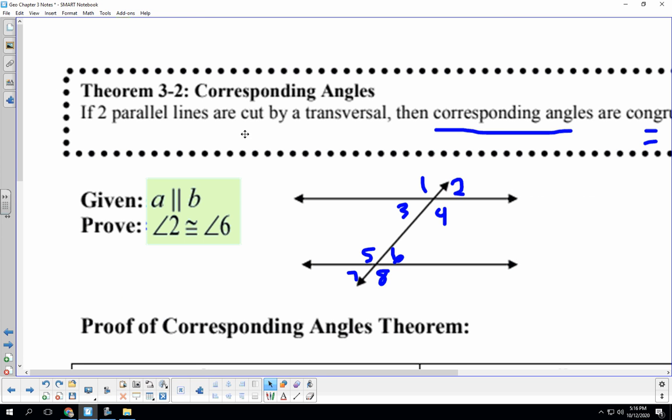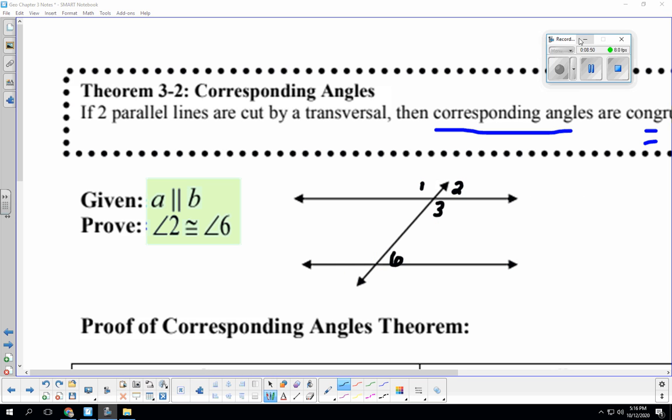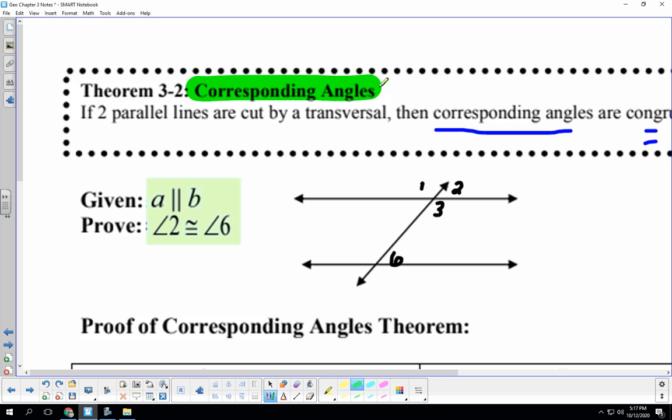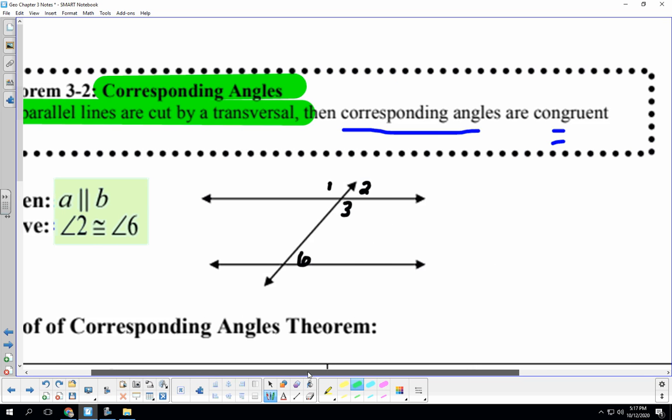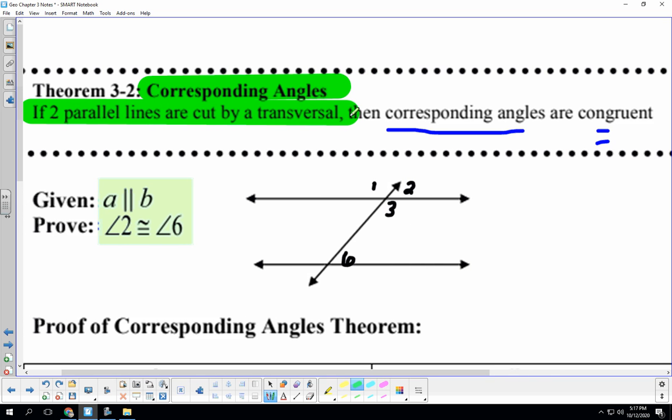The corresponding angles theorem. Okay, so let's make sure we write this down so we don't lose it. Corresponding angles: if two parallel lines are cut by a transversal, then corresponding angles are congruent. That means their measures are equal to each other.